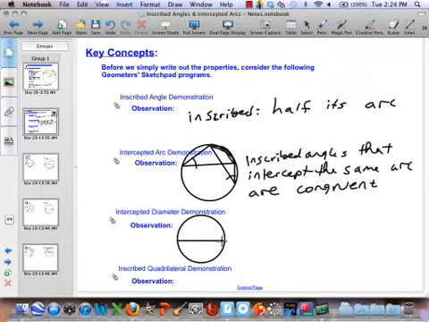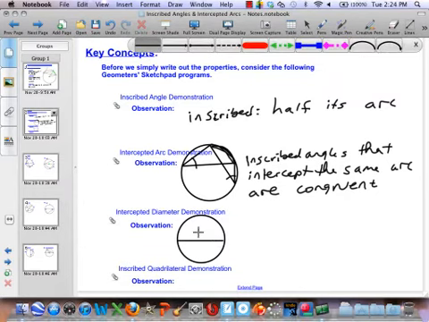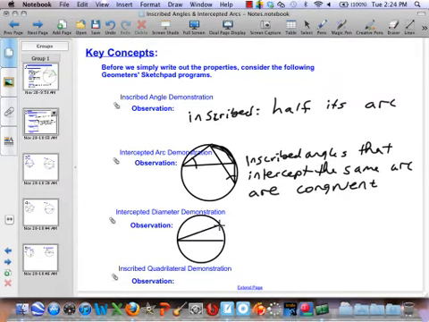Alright, now suppose I have my diameter, and I have an inscribed angle that intercepts the diameter. What's the measure of that angle? No, it's not the same thing. It's half. Right there, it says the inscribed angle is half the arc.